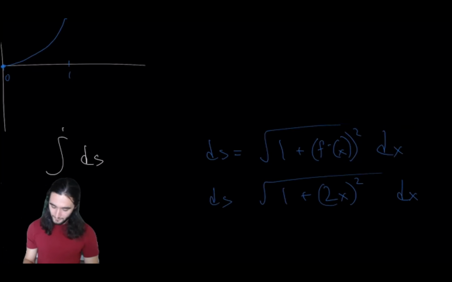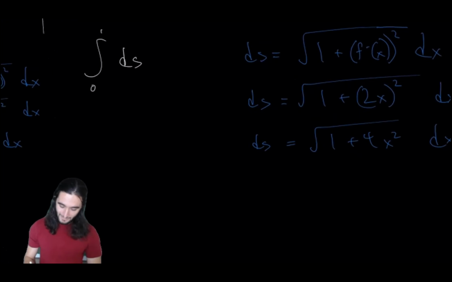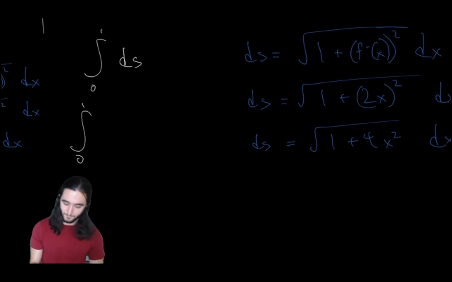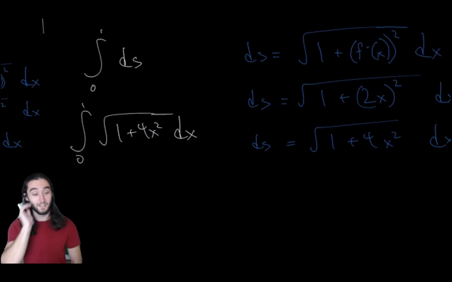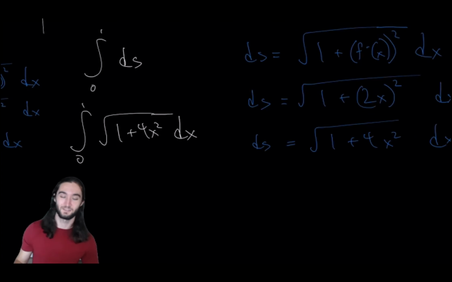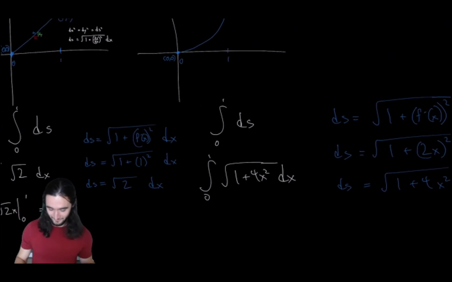And I should be clear, the dx is outside of the square root. It is not inside the square root. So it turns out that ds is equal to the square root of 1 plus 4x squared dx. And so that's what we would be integrating from 0 to 1. Now how do you actually do that integral? That's the whole thing, because this is just going to work out to be weird. It's going to be a pain to do this integral, so we're not actually going to do it. We'll ask the computer instead.